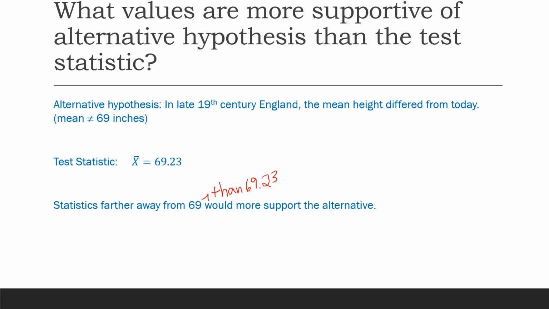And so the values that are farther away from 69 than 69.23 is are the values that are more than 69.23, and the values that are less than 69 minus 0.23, which would be 68.77. So the p-value is the chance that the sample mean is more than 69.23 or less than 68.77. So now I can go back and use the probability models that I derived to try to find these p-values.